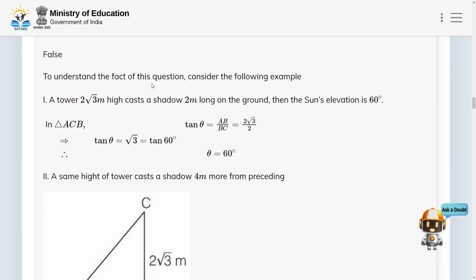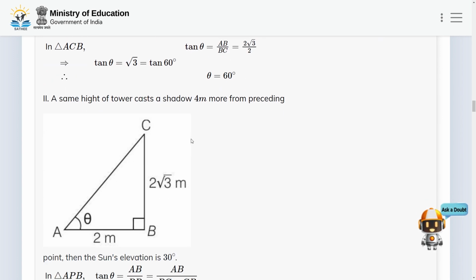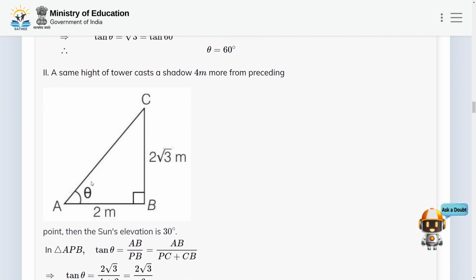To understand the fact of this question, consider the following example. A tower 2 times root 3 meters high casts a shadow 2 meters long on the ground, then the sun's elevation is 60 degrees. Okay, so we can draw the figure.